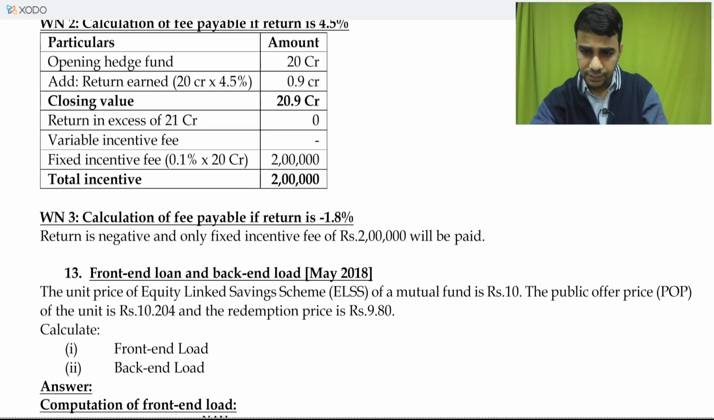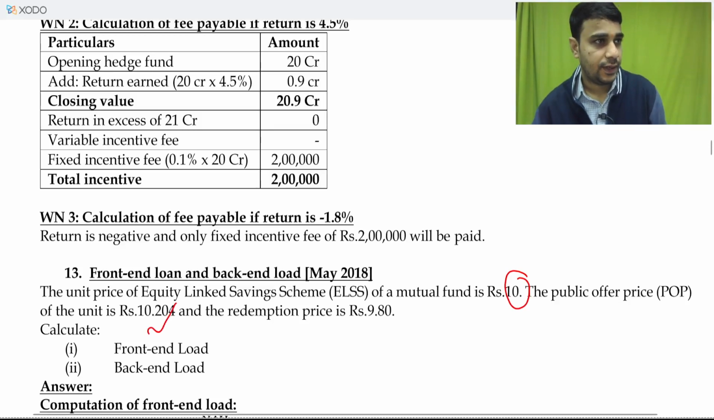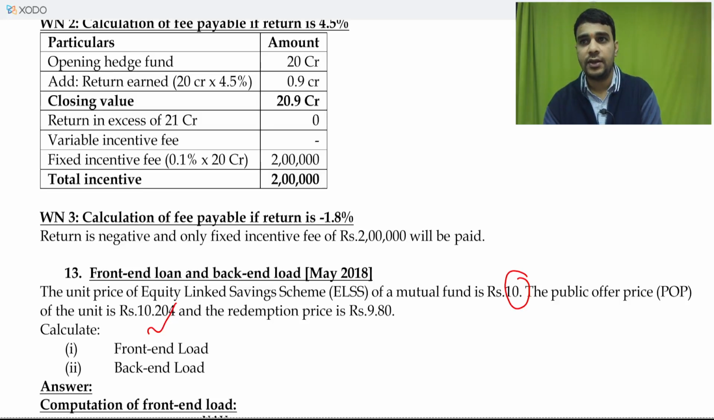Now, 10 plus the entry load is 10.204. 10 plus the entry load, or the front end load, you'll have to calculate the percentage, is 10.204. 10 minus the exit load is 9.8, which is your redemption price. So 10 plus the entry load and 10 minus the exit load. Clear? Any doubts on this part?